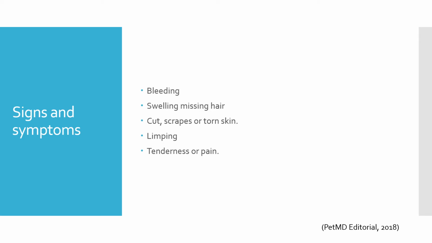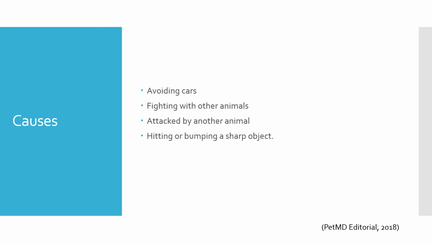Signs and symptoms. Signs and symptoms of wounds can often be seen as bleeding, swelling or missing hair, cuts, scrapes or torn skin, limping, tenderness and pain, and if the wound is not fresh, then it can show signs of discharge, abscesses, and the cat can show signs of fever. There are many ways in which a wound can happen. This can be by bumping, hitting a hard or sharp object, avoiding cars, fighting, or attacks from other animals.